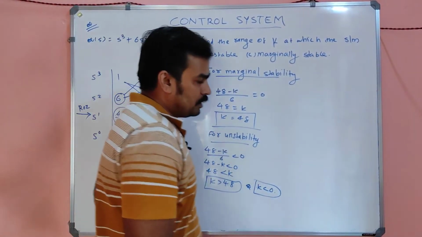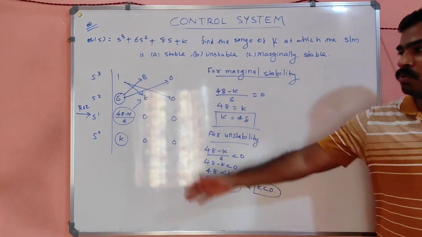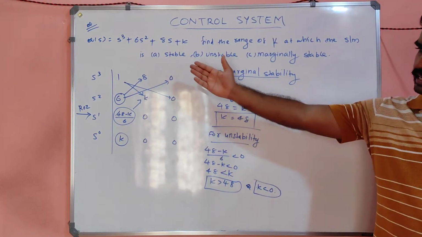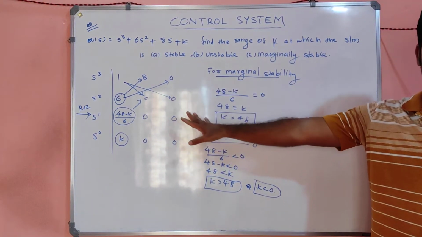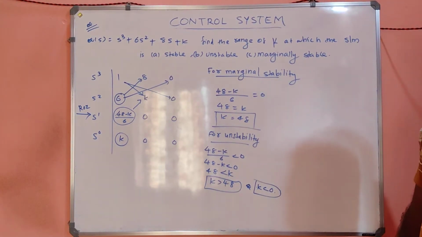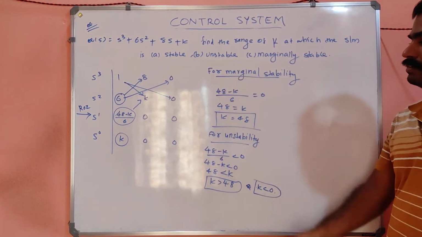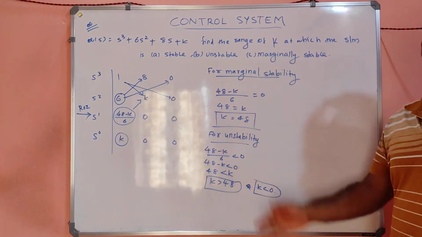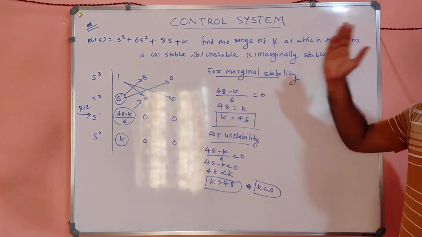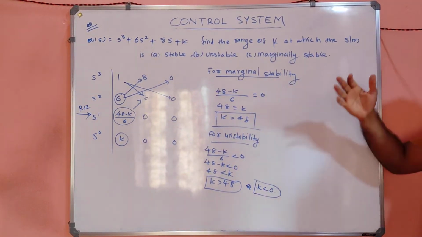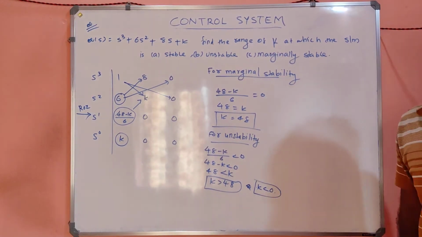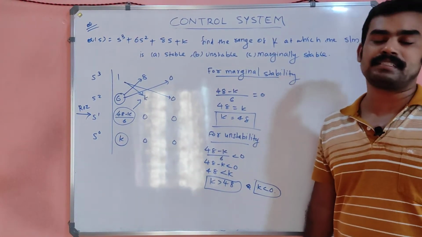You can directly give this answer, k greater than 48 and k less than 0. This is a very important question, my dear, because the Routh array is very easy now. Just 2-3 arrays are there in total. So from that you can check for the stability. I think this type of question is frequently asked in the examination.